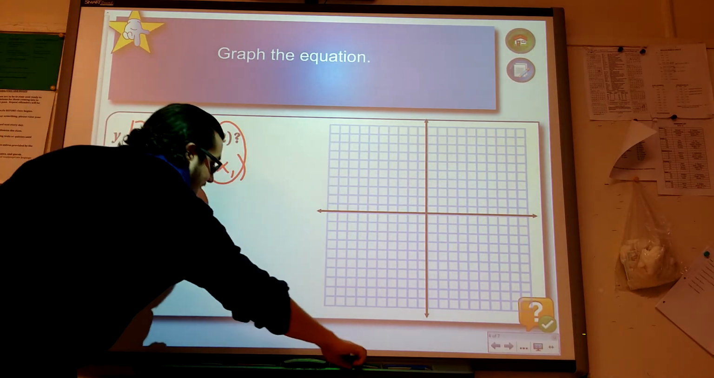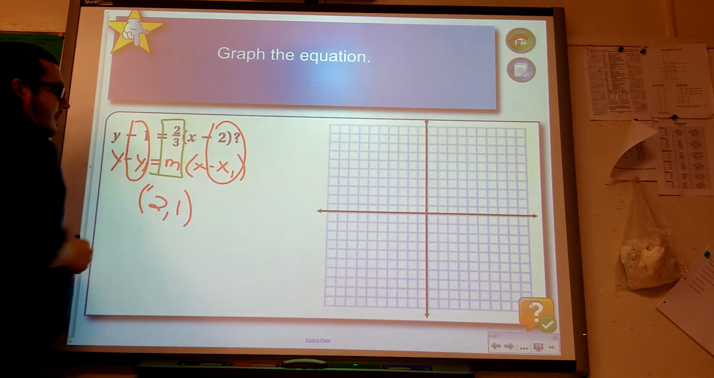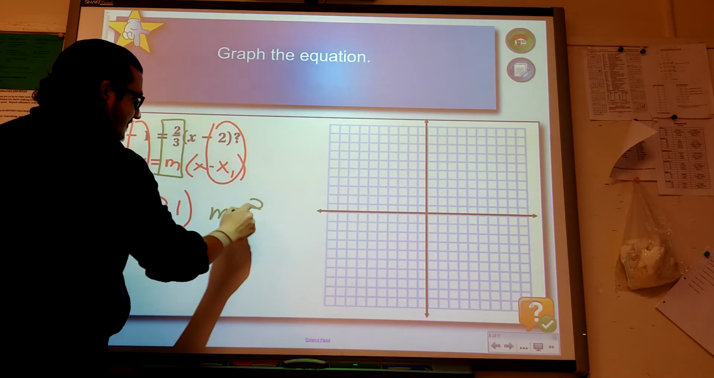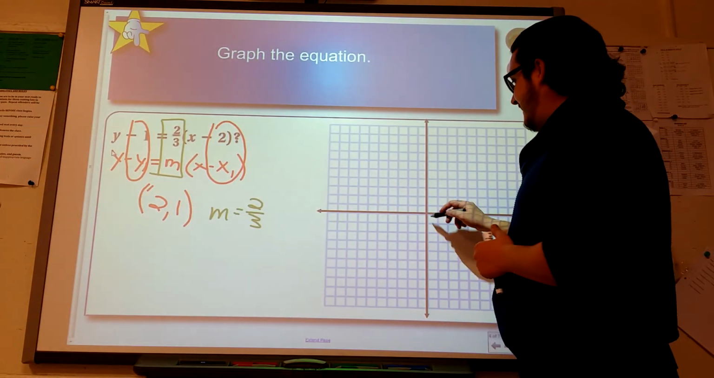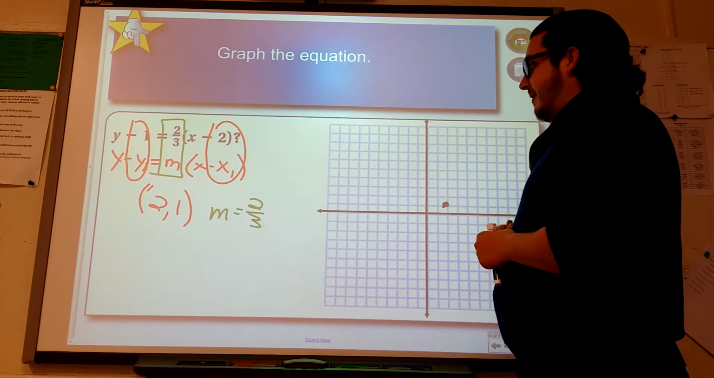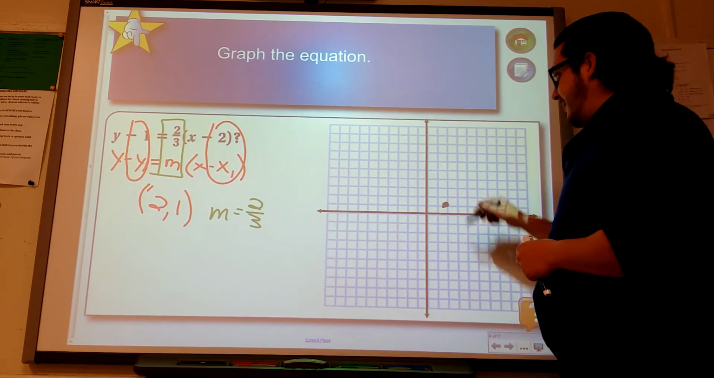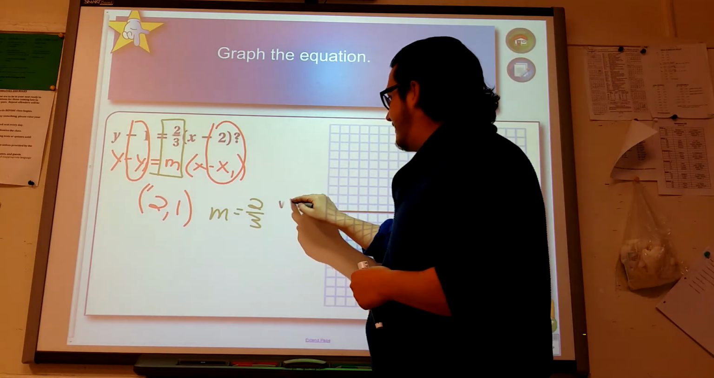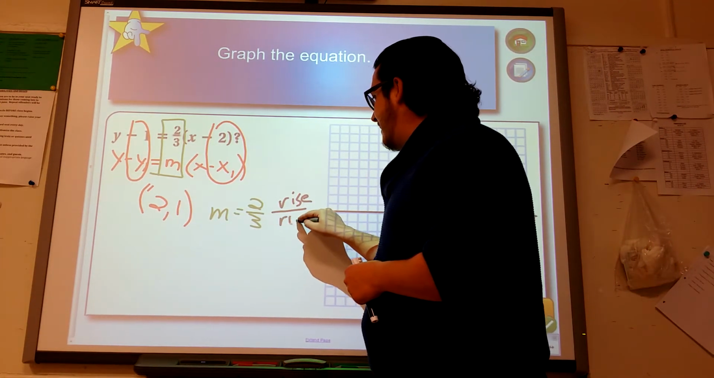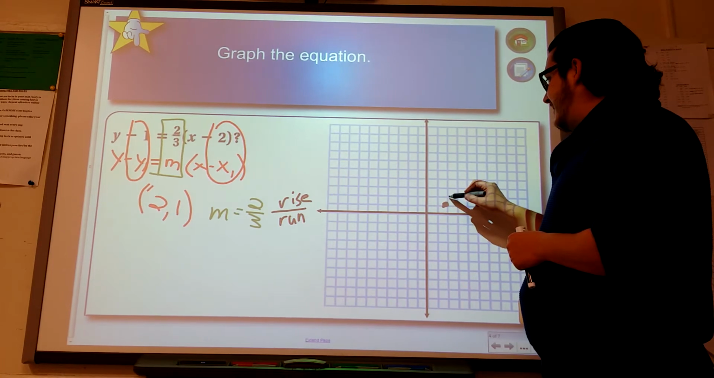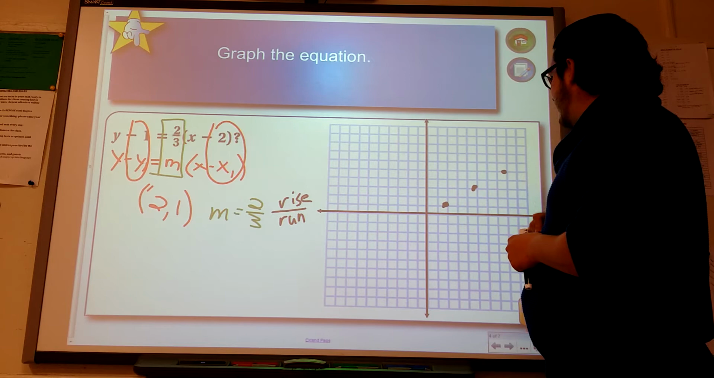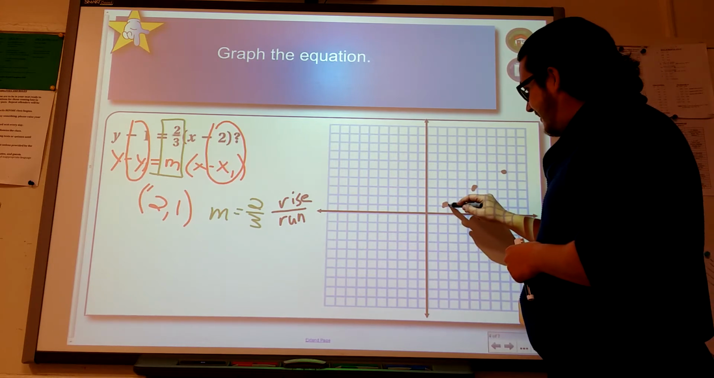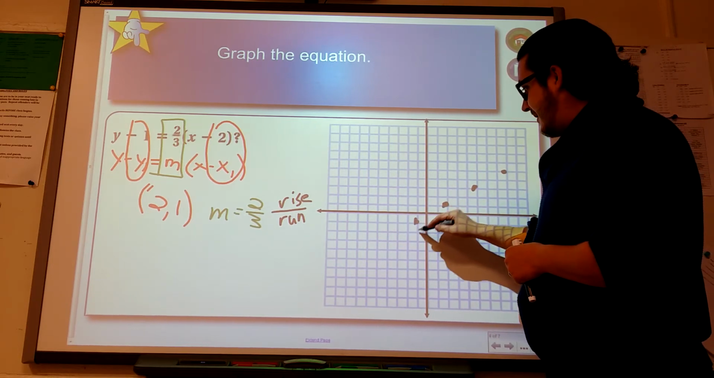Our slope is always being multiplied in to distribute. So our slope is 2/3. So let's start with that point we have. We have 2, 1. So we go over 2, up 1. Plot the point. Our slope is 2/3, which means we rise 2, remember rise over run, so we're going to rise 2, run over 3. Up 2, over 3. Not going to fit it over here, but let's go down 2, and the other direction.